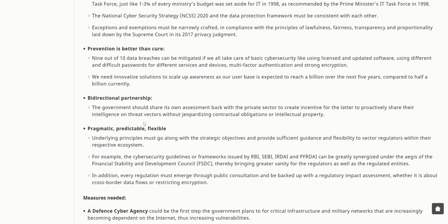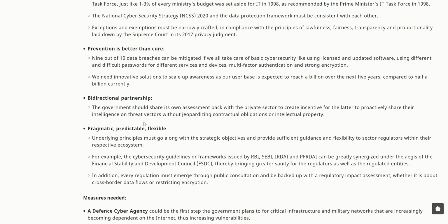We need innovative solutions to scale up awareness as our user base is expected to reach 1 billion over the next 5 years, compared to half a billion currently. Bi-directional partnership: the government should share its own assessment back with the private sector to create incentive for the latter to proactively share their intelligence on threat vectors without jeopardizing contractual obligations or intellectual property.